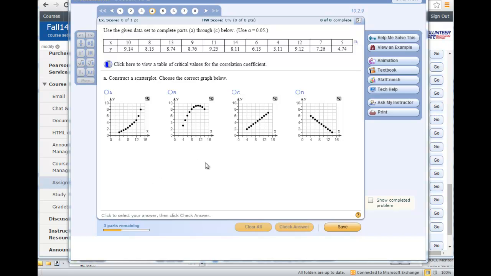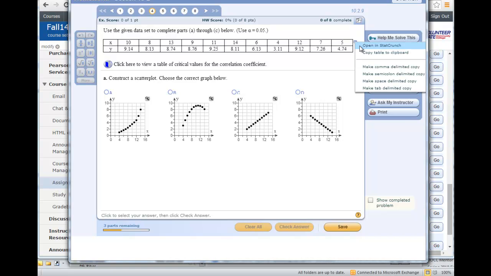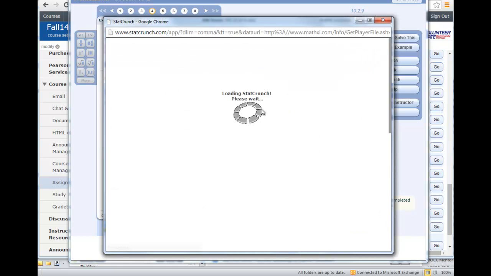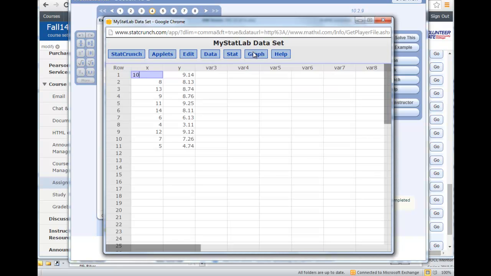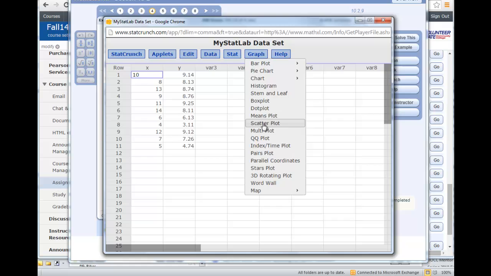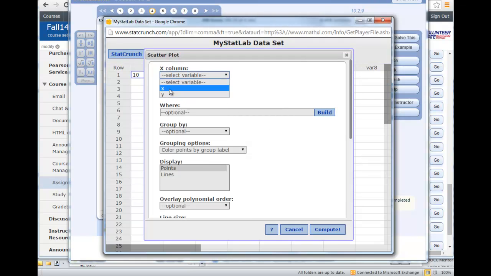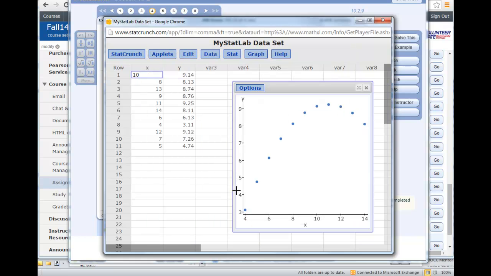Use the given data set to complete parts A through C below. Use alpha equal to 0.05. We're supposed to construct a scatter plot, so we can do that by clicking on the rectangle and opening in StatCrunch. Click Graph, Scatter Plot, X for the X column and Y for the Y column, and click Compute.